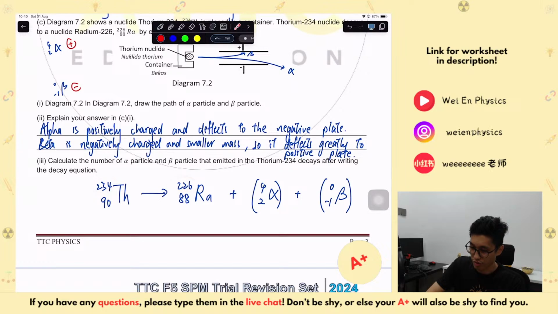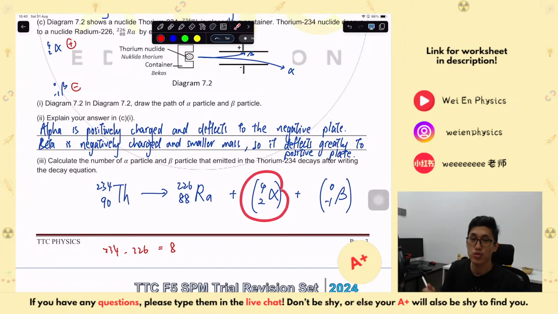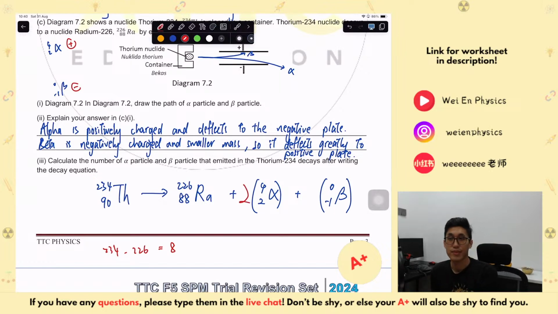234, 226. You find the difference. 234 minus 226 is 8. Right? 8. So how many alpha must you release to lose 8 nucleon number? The answer has to be 2 alpha. Correct or not? Yeah? So 2 times 4 is 8.